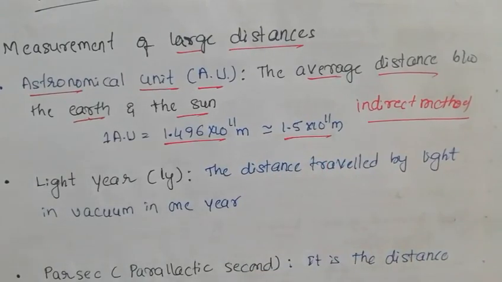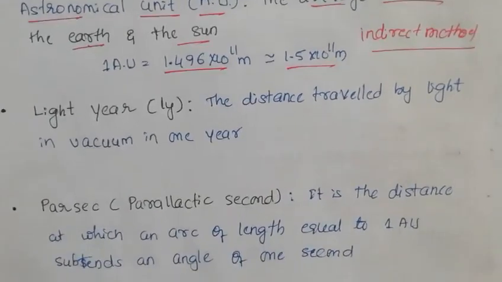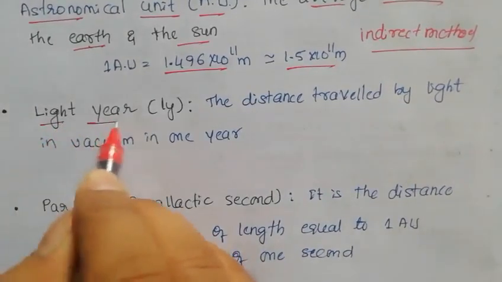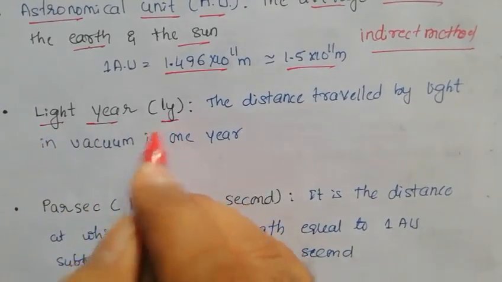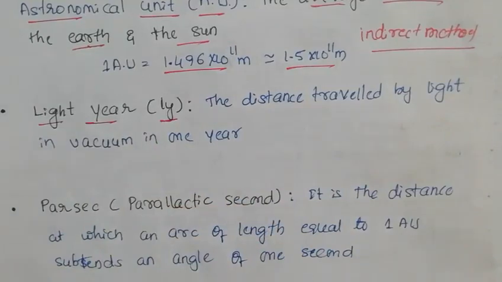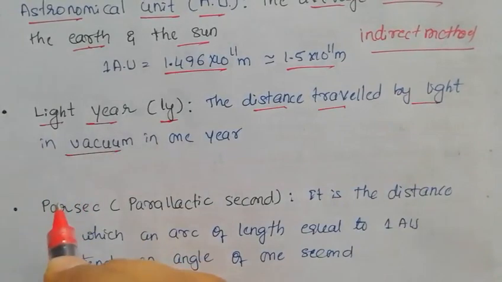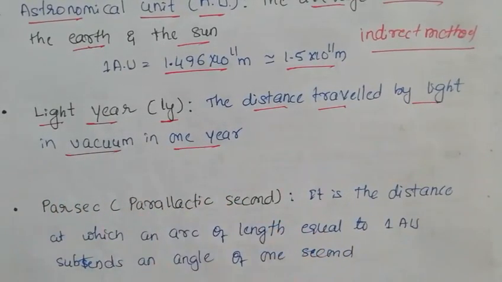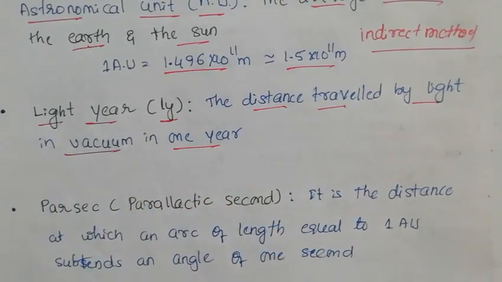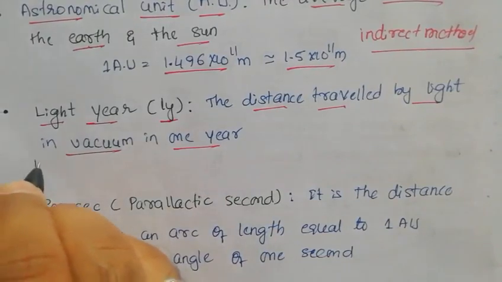Next, the other unit for large distances is the light year, LY. What is meant by a light year? It is the distance traveled by light in vacuum in 1 year. Sir, what is the value of 1 light year? Let us find out 1 light year.